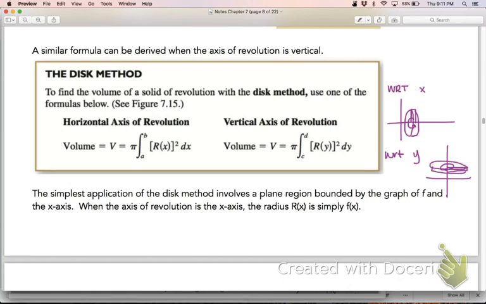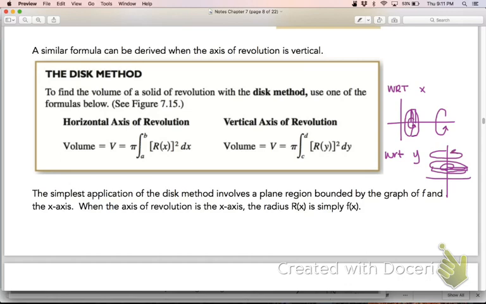So we'd get these discs that look like that, and I know I'm not the best artist, but that's the idea, is which direction we're rotating. With respect to x, we're going around the x-axis like this. With respect to y, we'd be going around the y-axis like this, okay?